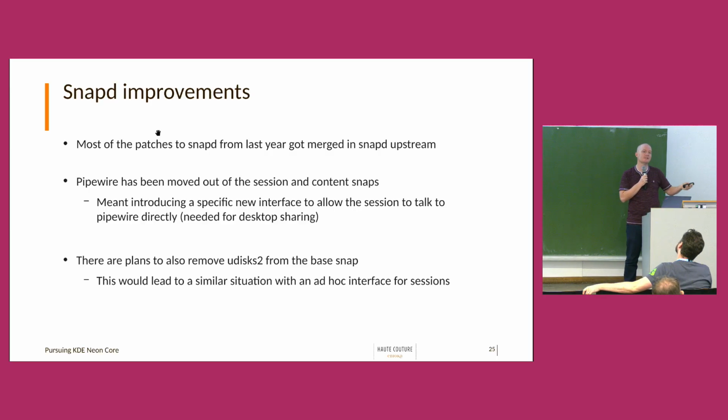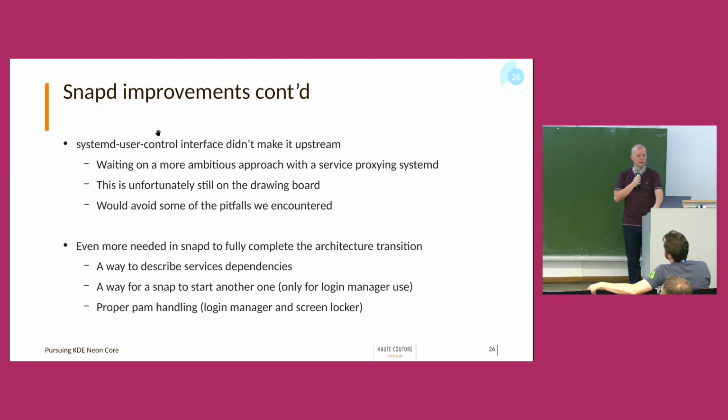So they changed snapd so that there's a specific interface now for desktop sessions to be able to talk to Pipewire. Right? So that's kind of where they are going. They are trying to get UDisk2 out of the base snap as well and so on. So they are removing more and more stuff from their base snap, and we have more interfaces to support as a result. The systemd user control didn't make it upstream, and there are more changes which would be necessary to complete the transition. Okay, that's what I mentioned in the beginning, where we are not at the target yet. That's mostly because of those things.